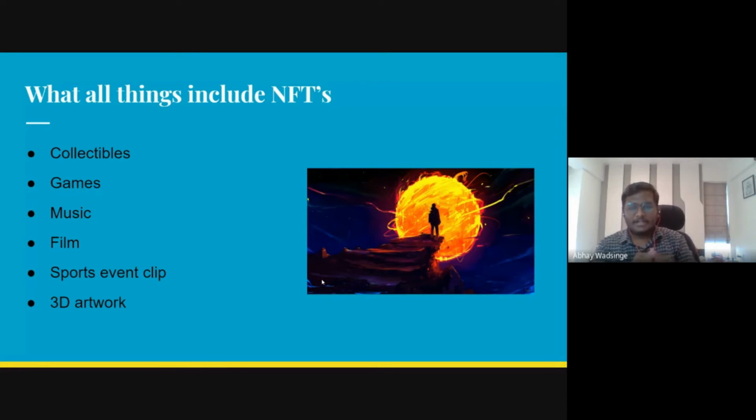Then games: if you have created a digital game, you can also sell it as an NFT. Music, films, sport event clips, 3D artwork, and all digital files. Even this session, I can create the recording of this session as an NFT and sell it. We'll see in the further slides how we can create our own NFT and where to sell it.